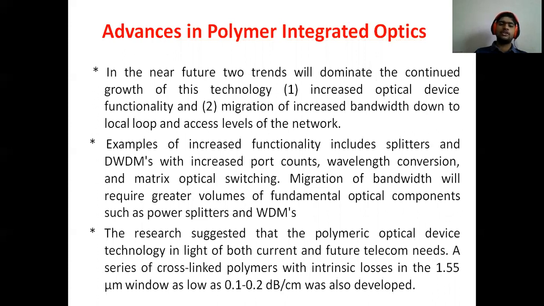One, increased optical device functionality, and two, migration of increased bandwidth down to local loop and access levels of the network. Examples of increased functionality include splitters and DWDMs with increased port counts, wavelength conversion, and matrix optical switching. Migration of bandwidth will require greater volumes of fundamental optical components such as power splitters and WDMs.